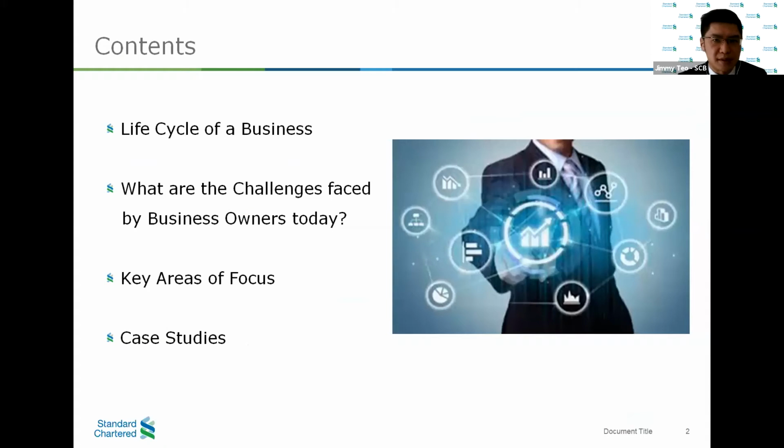Challenges faced by business owners, not the usual business and operational types, but rather a different kind of challenges, which I'll share more. Key areas in terms of focus when it comes to how to protect your businesses and properties. And lastly, wrap up with 2 case studies on how to implement some of the solutions.